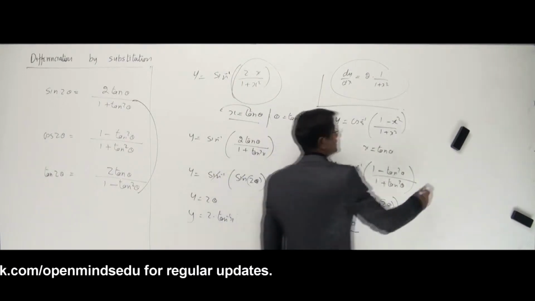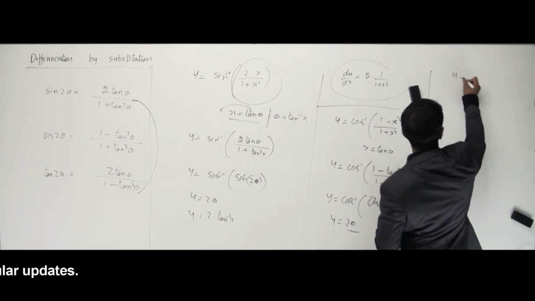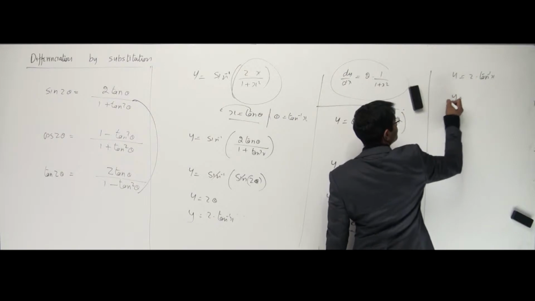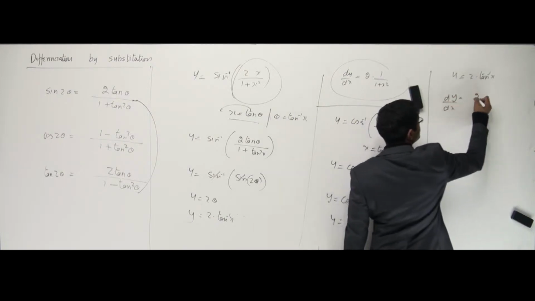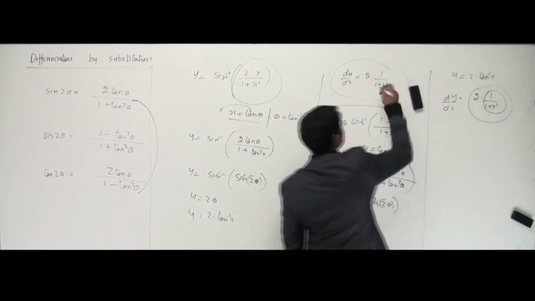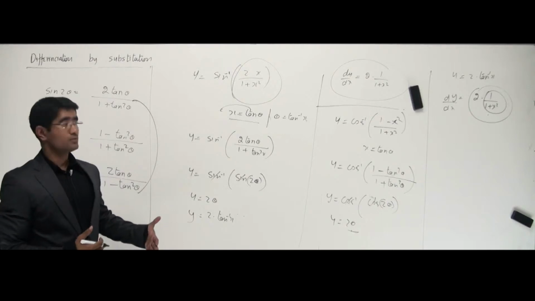Who's theta? Theta back again. Substitute theta as what? Tan inverse of x. So I can write y is equal to 2 into tan inverse of x, and what's the answer? dy by dx is 2 times 1 by 1 plus x squared. That's your answer. These answers are all the same. Right? You can actually guess now what the answers are, right?